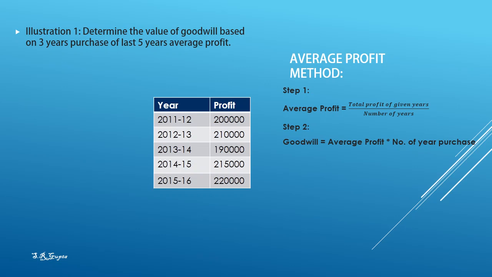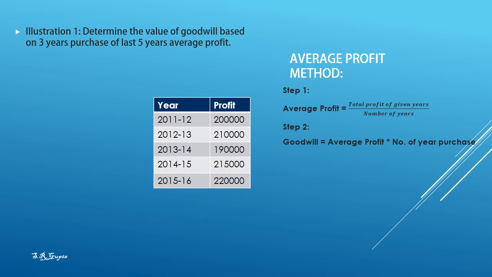So in the table, profits for 5 years are given. That is, in 2011-12 there is 2 lakh profit, 2012-13 2 lakh 10,000, 2013-14 there is 1 lakh 90,000, 2014-15 2 lakh 15,000, and in 2015-16 there is a profit of 2 lakh 20,000.